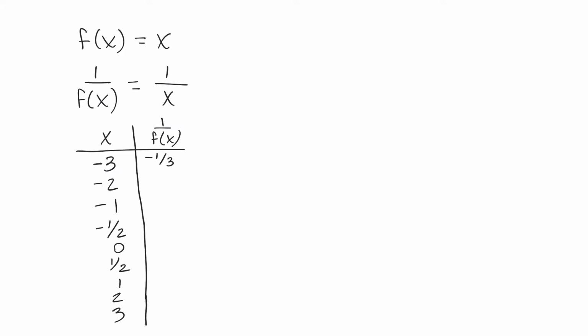-1/3. And 1 over -2 is -1/2. And 1 over -1 is -1. And 1 over -1/2, what is 1 over -1/2? 1 divided by -1/2 is the same as 1 times -2, right? So -2. And then 1 over 0, of course, is undefined. So I can't even find that. It doesn't exist. I can't graph it. It's not a number. It's undefined.